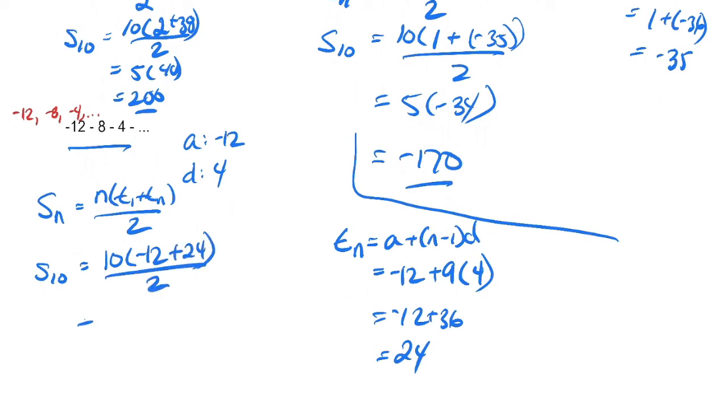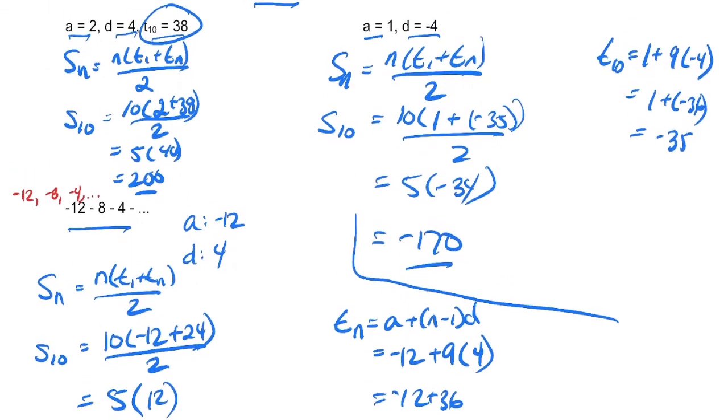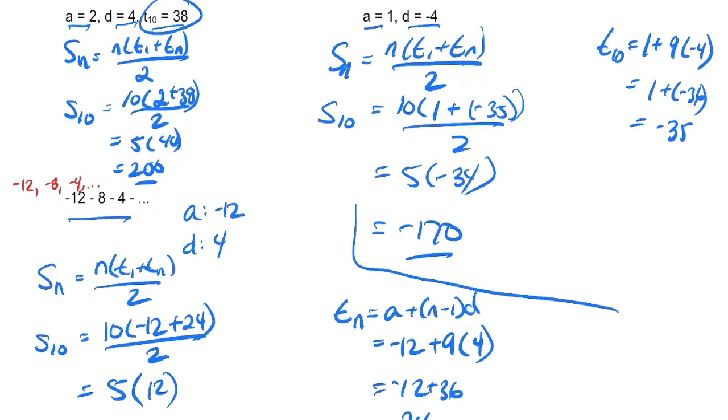All over 2. So you're going to multiply 10 over 2 first. That's going to be 5. Negative 12 plus 24 is 12. So 5 times 12 is 60. Here we see that the first 10 terms are going to add up to 60. So these ones are pretty straightforward. Basically, we're just going to have to calculate what the 10th term is every single time.